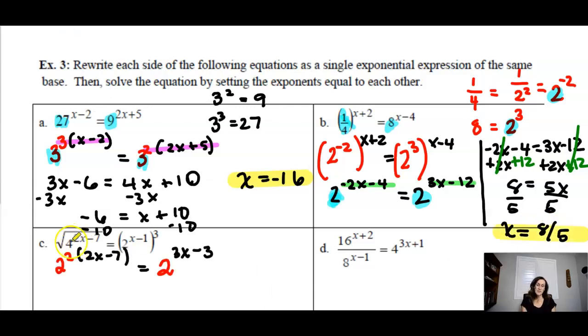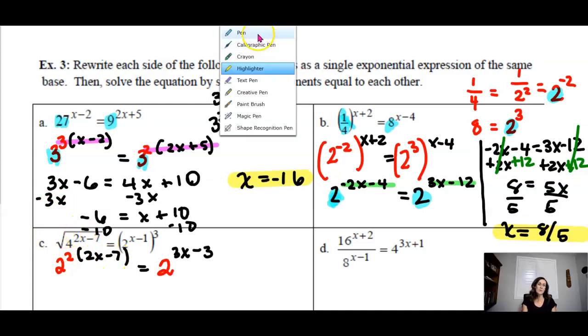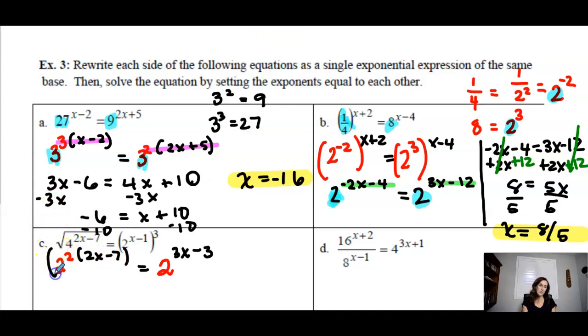Okay, so I took the 4 and I rewrote it as 2 squared. And 2 squared is being raised to the 2x subtract 7. And then do you see the square root here? Then I'm going to have to take the whole thing to the 1/2 power. All right. And then on the other side, I went ahead and distributed the 3. So it's 2 raised to the 3x subtract 3.